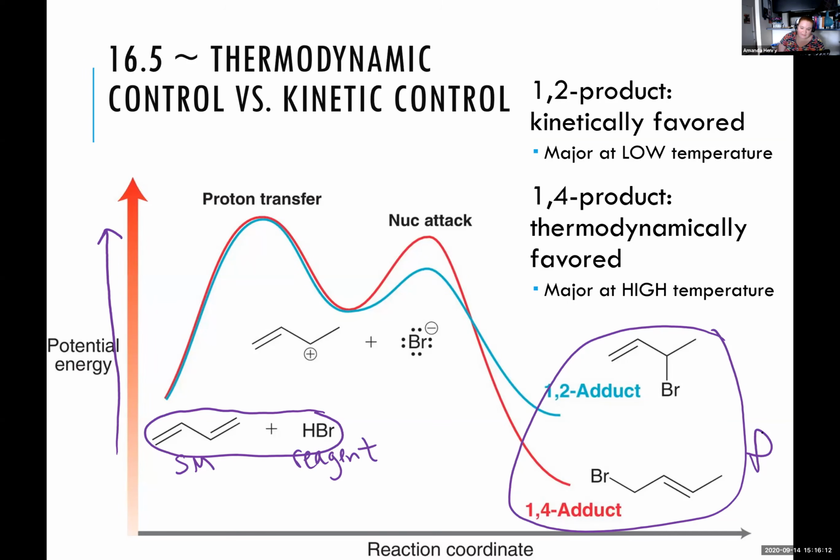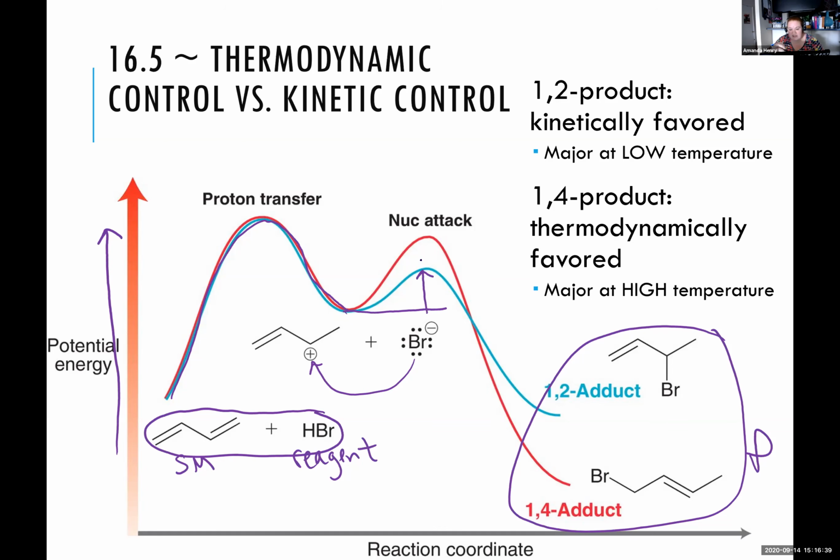So the first step is the same for both of them. The hydrogen adds to our double bond and we form a carbocation. And then here's where the differences take place. So let's talk about the 1,2 first. With the 1,2 product, the bromine bonds to that carbocation, and that's it. We form a product.